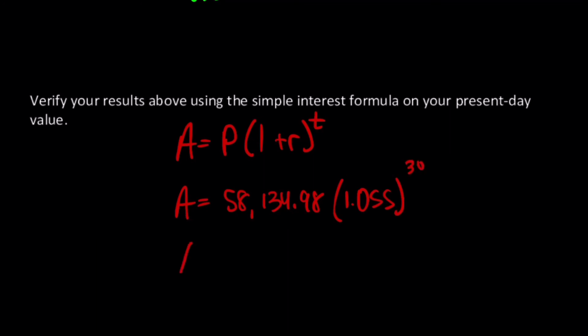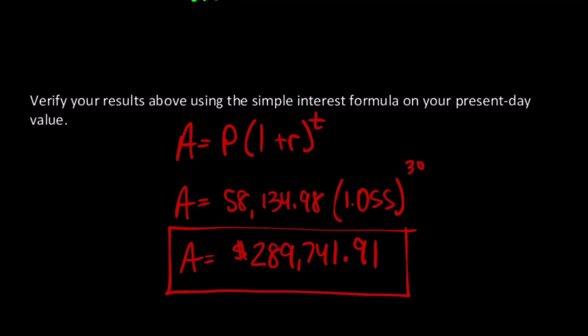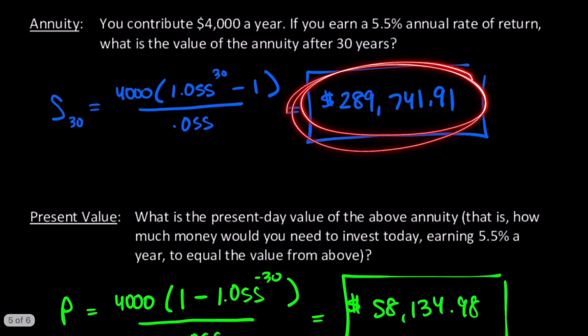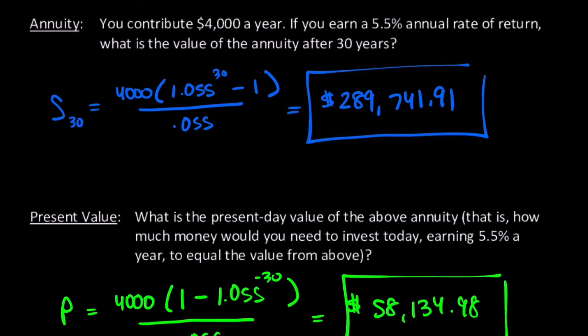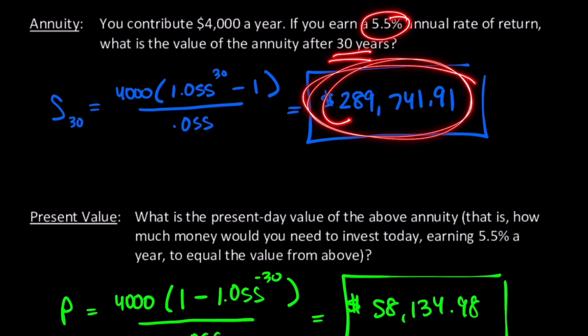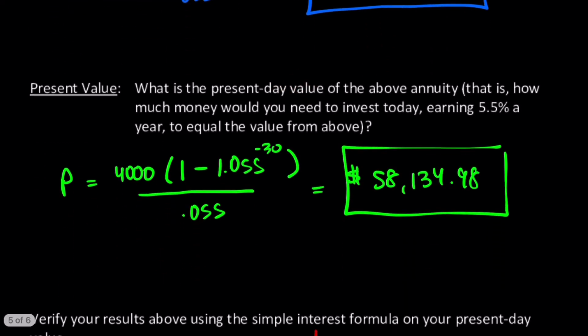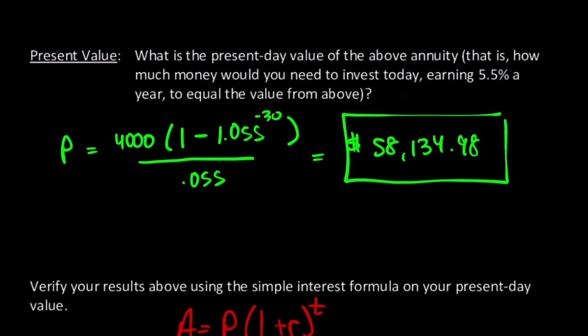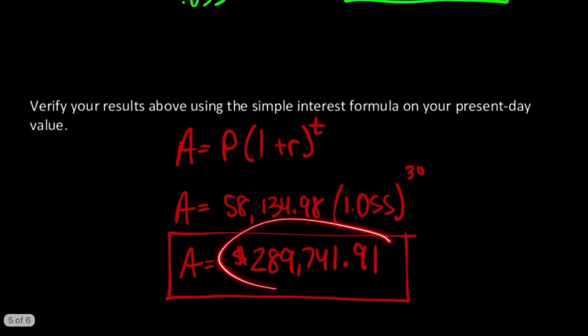Well, put it into your calculator, guys. This is kind of interesting. What you get by doing that is $289,741.91. We'll compare this value with what we set up here. Look at that. It's the same. So if you take $4,000 a year, every year for 30 years at 5.5%, you'd have this much in your account. Or if you take this amount of money, $58,000 and change, one time and let it sit there for 30 years, you'll end up with the same amount.